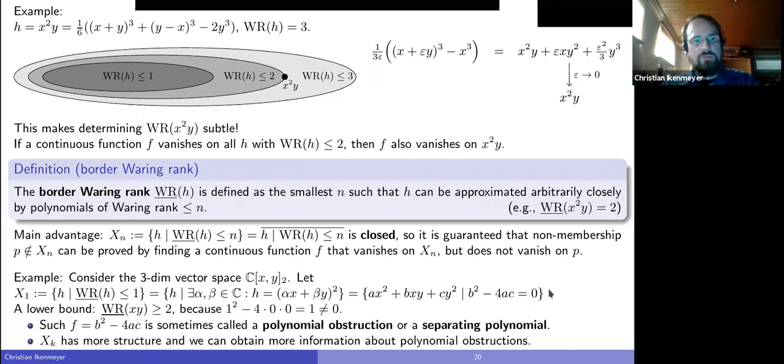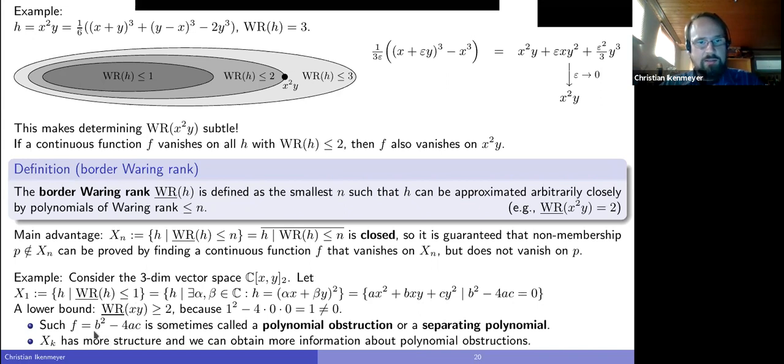So a very first lower bound: you can prove that the Waring rank of x times y is at least 2. Because you just look at xy. Well, xy means that b is 1 and a and c are 0. So you just compute b squared minus 4ac, which is 1 squared minus 4 times 0, which is 1, which is not 0, right? So therefore, the Waring rank here is at least 2. And that's a lower bound, right? This is the first lower bound.